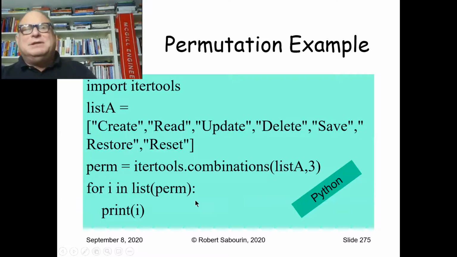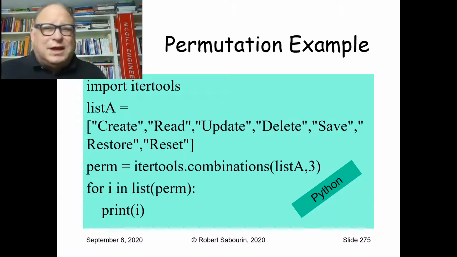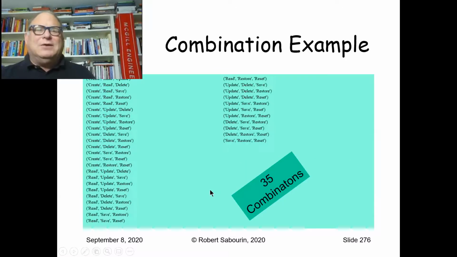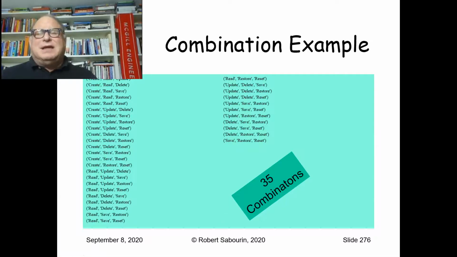That can be done, again, with the same itertools library, where we start with a list. This is the 7 operations: create, read, update, delete, save, restore, reset. Then we use the itertools library, go through the combinations method, and tell it to choose all the combinations of 3. We put that in our list, and bing, bang, boom, you get out the set. There are 35 combinations of 3. That's 7 choose 3 without replacement, which gives you 35 combinations.